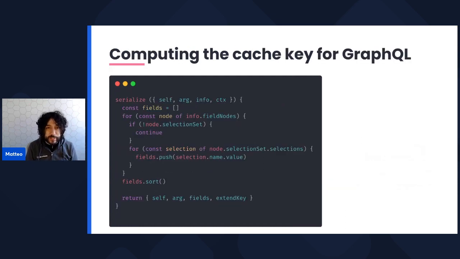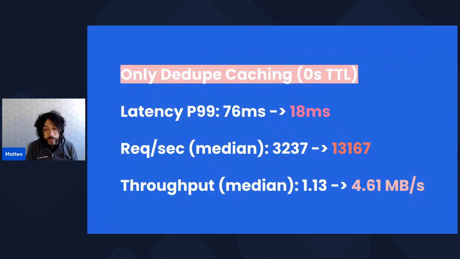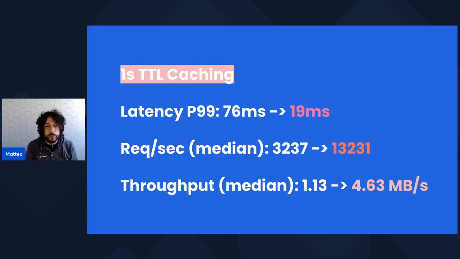So apart from that, how are we computing the cache key for GraphQL? Well, a little bit more complex than that, but we need to also take into account the fields and a few other things. However, TLDR, we are actually computing a stable JSON stringify of some stuff. So as I said, just using this dedupe logic can actually improve your performance by 4 times. Pretty incredible. Basically, we're just shedding load. We can't just keep the load up. We're just not doing the work. It's nice, right? And then we have 1 second TTL.